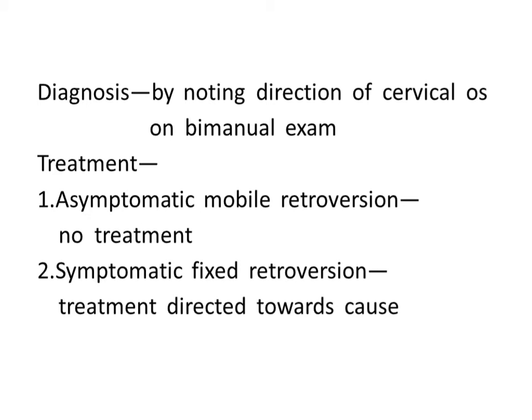Or at the time of treatment of the primary cause, say, for example, it's a case of pelvic inflammatory disease. There is a hydrosalpinx or a pyosalpinx or a tumour. So you do a laparotomy, you remove the pyosalpinx or hydrosalpinx or the tumour, and at the same time, you also do some sort of surgery to keep the uterus in the anteverted position. Those surgeries I will tell you now. So, as a part of the treatment of the primary disease, you also correct the retroversion. That is in the symptomatic case, and particularly in a fixed retroversion.